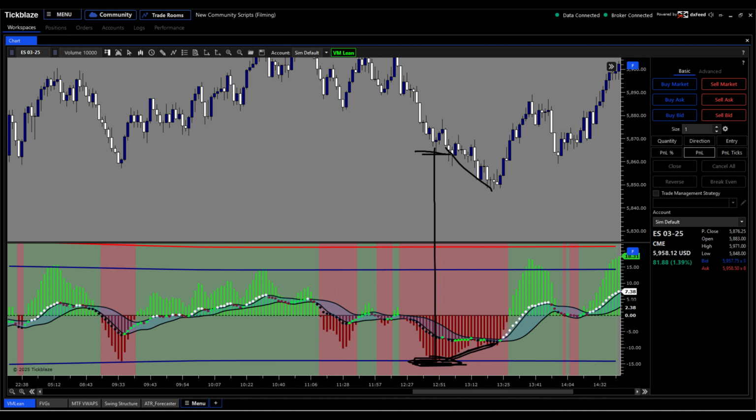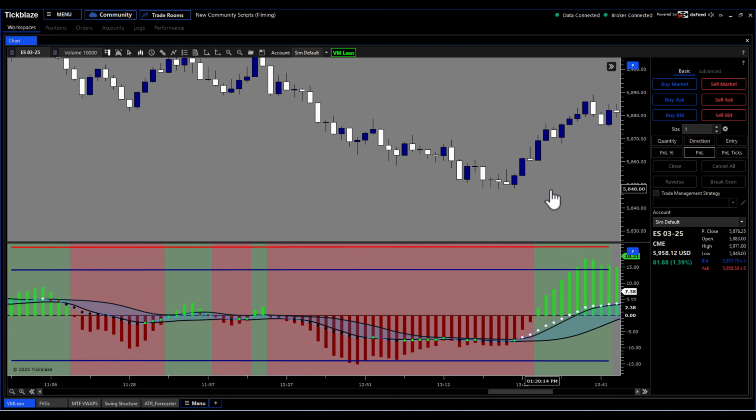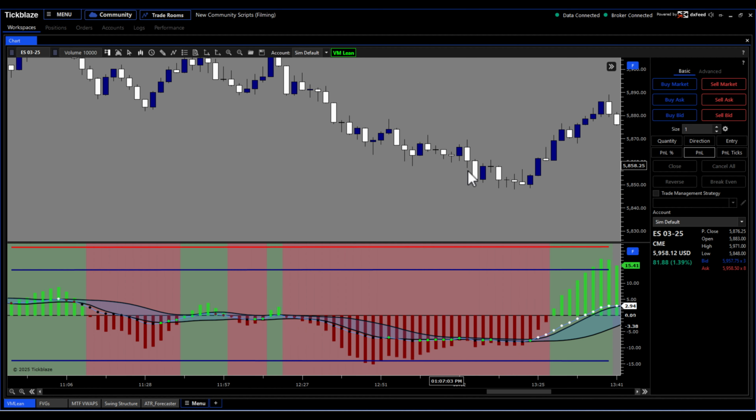And the entry for me on these types of setups, if I'm really looking to time some really good reversals, is when the market comes out of that divergence and it gives me the first candle to push outside of those BBs, like that right there. That will be the first candle. That would be the signal for me.